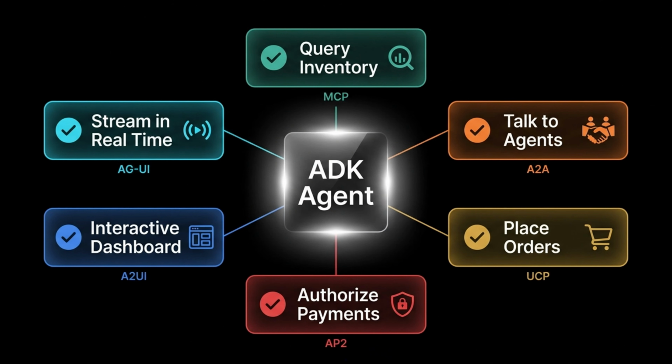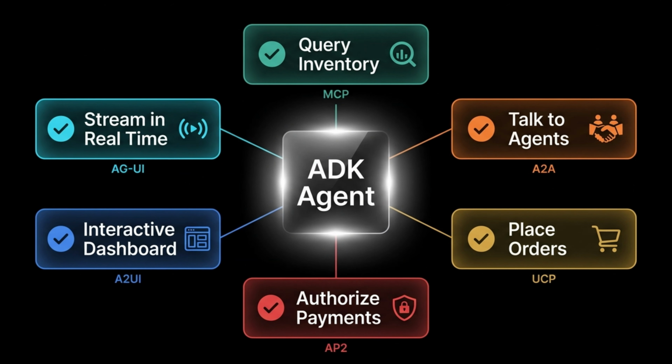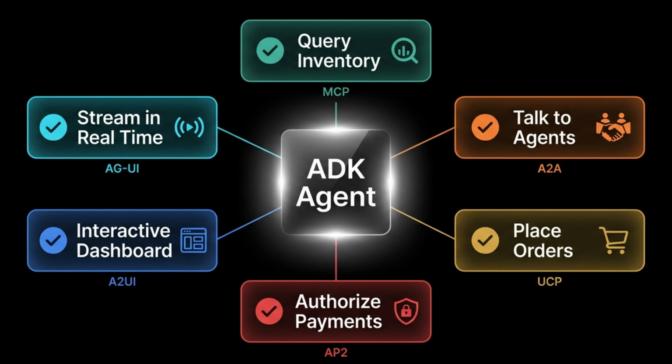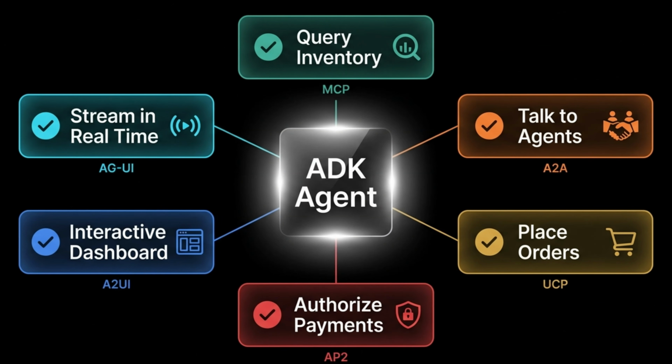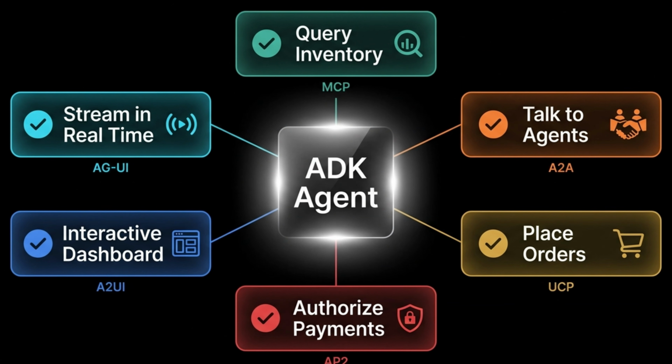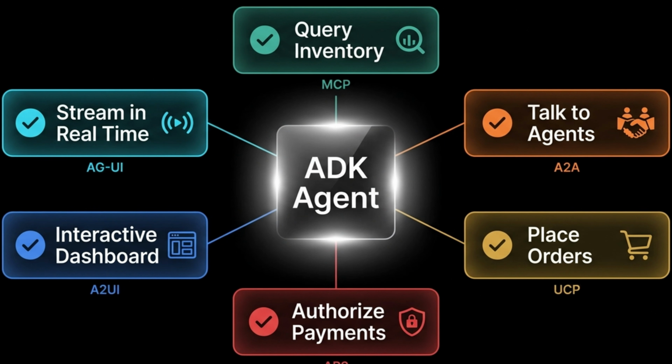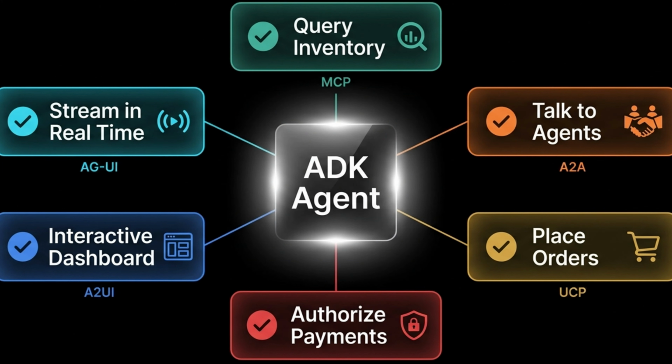So that's the plan. 6 protocols, 1 ADK agent built incrementally. By the end of this video, you will see an agent that can query real-time inventory from BigQuery, talk to specialized agents, place real orders, authorize payments, and stream an interactive dashboard. And more importantly, you will know exactly which protocol to use and when.